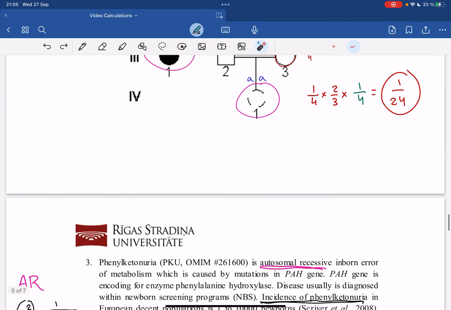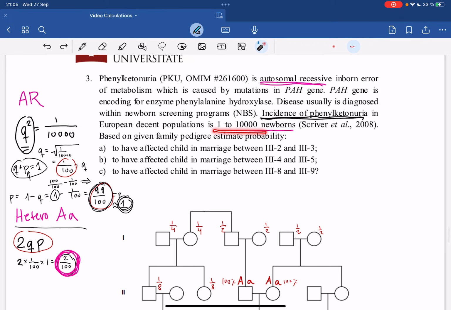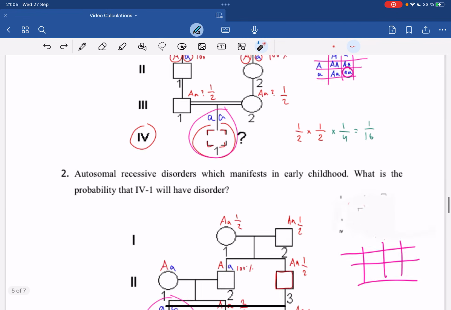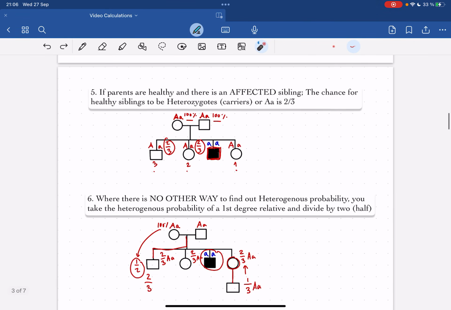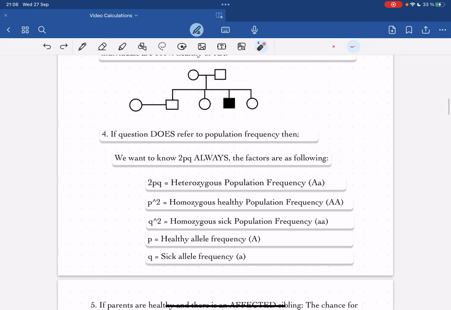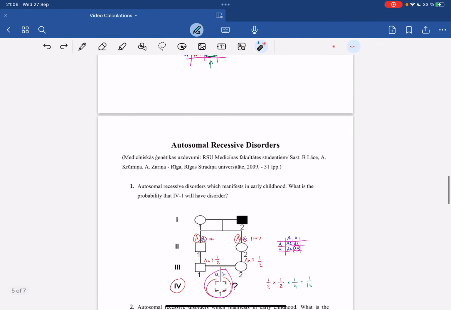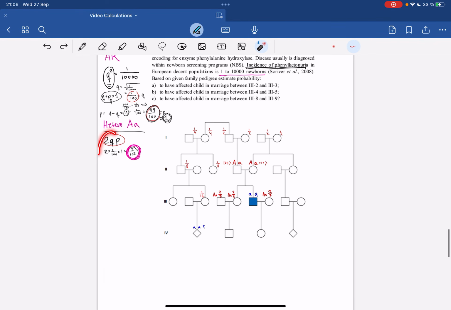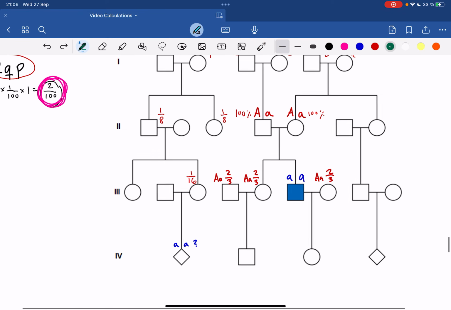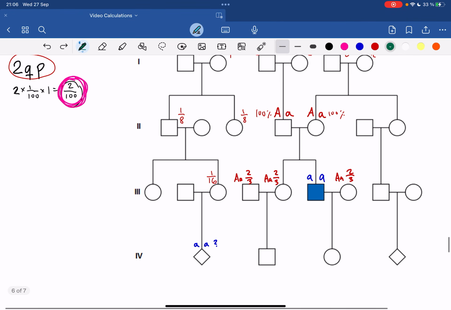However, this question does refer to population frequency. It's 1 out of 10,000 newborns. That's what we calculated right here. So what would it be instead? It would be 2PQ. This person would have a 2PQ chance if the question does refer to population frequency. So we take the 2PQ that we calculated here, which is 2 out of 100. This can also, of course, be shortened to 1/50th. So it would be 1.